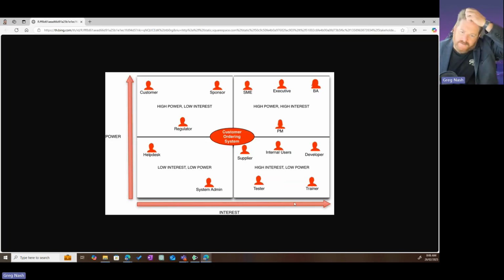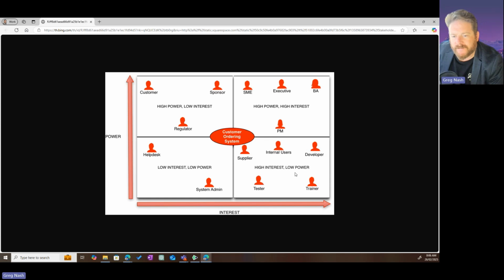But this gives you this idea of a matrix, right? So you're thinking, you're building this particular thing. In our case, it'll be some kind of report. And then you have how much power they have and how much interest they have in the project. And so you have these high power, low interest people, you have low interest, low power people, you have high interest, low power people, and you have high power, high interest people.